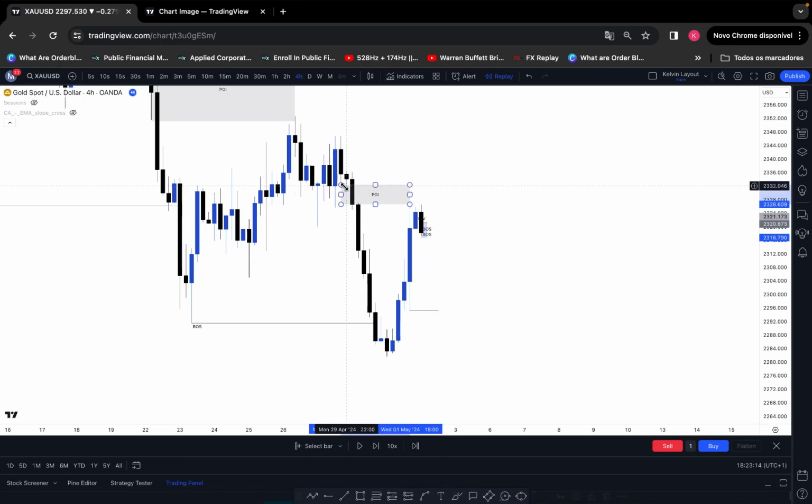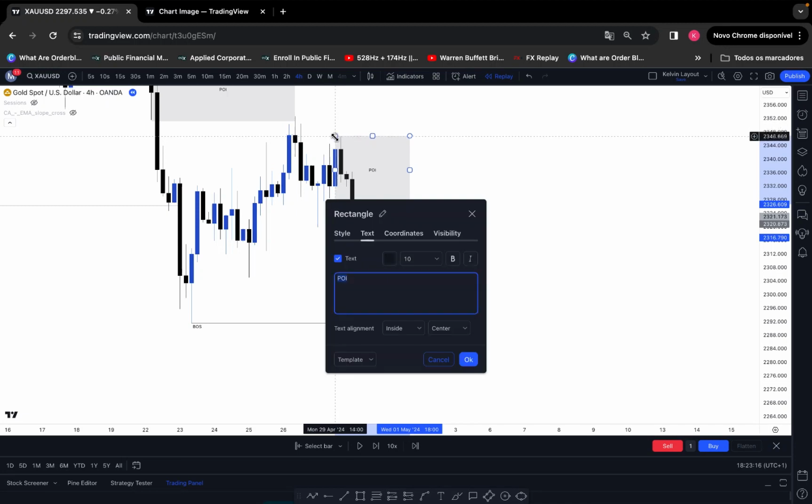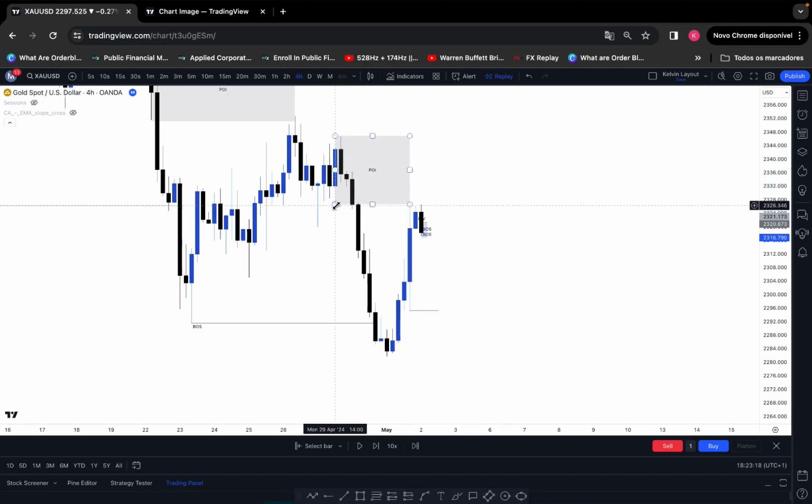But we can say, okay, the last up candle before the down move. Let's consider this whole candle right here, the blue candle, right? So that's the order block. So this is the 4 hour, right? So this is a 4 hour supply mitigation.